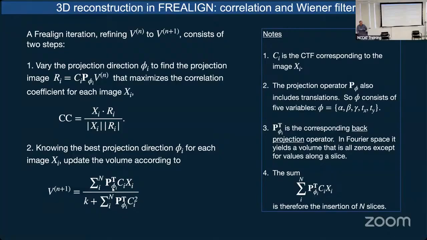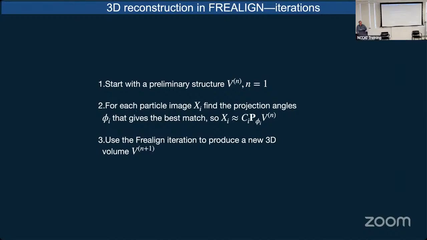So this is the FREALIGN update. We compute references, we find the best angle, this phi sub i, and then we do the slice insertion. So the idea is we start with some kind of preliminary structure, and then you find the projection angles that work the best, and then we use this FREALIGN iteration to find the next volume, and you keep doing this until your volume doesn't get any better.